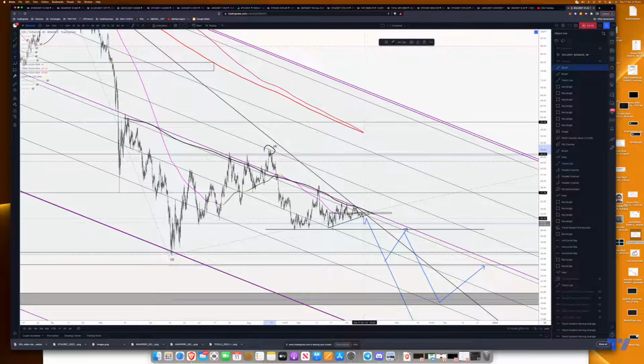support and so on. Right now we had this grind and this pretty much symmetrical triangle really. And what happened?